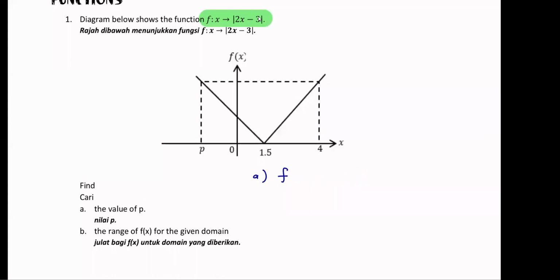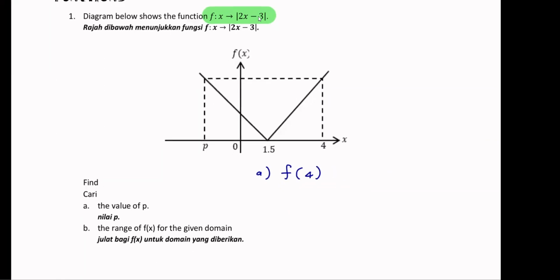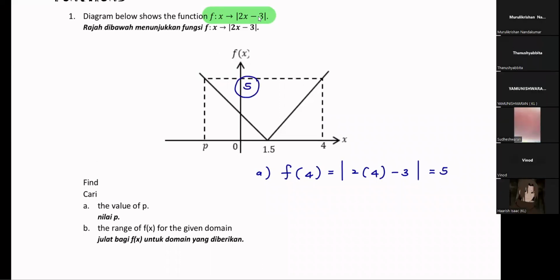No, the first question was wrong. Okay, 4. Two times 4 minus 3, so you're going to end up with 5. That means here the value is 5. You can see here the value is 5.